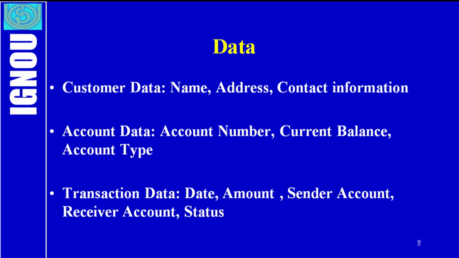Then comes customer data: name, address, contact information and other things. Account data: the number of the account, whether it is a savings bank account or a recurring account, the current balance, the type of the account. Account number becomes unique. Transaction data. In the transaction data, we will include the date when the transaction was done, at what time it was done, then the amount, the sender account, the receiver account, and the status, whether it was successful or not successful.